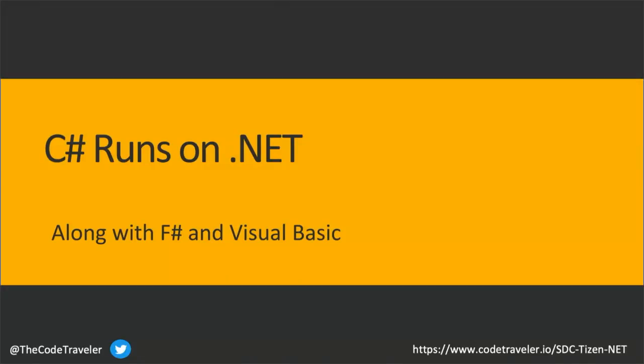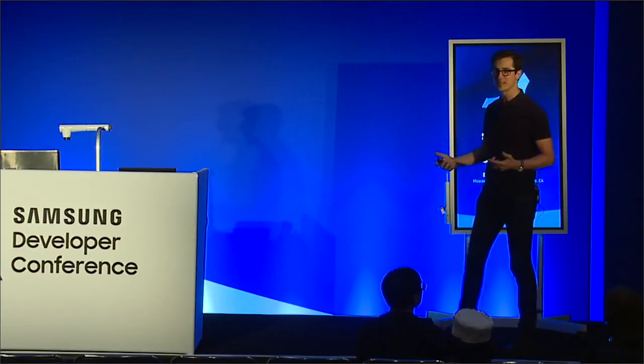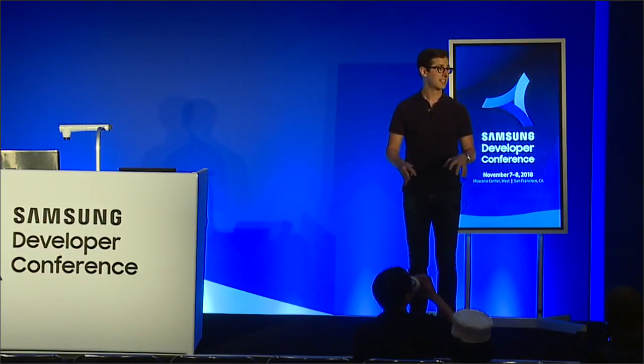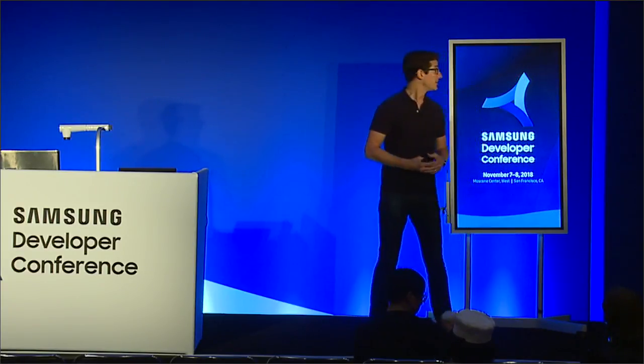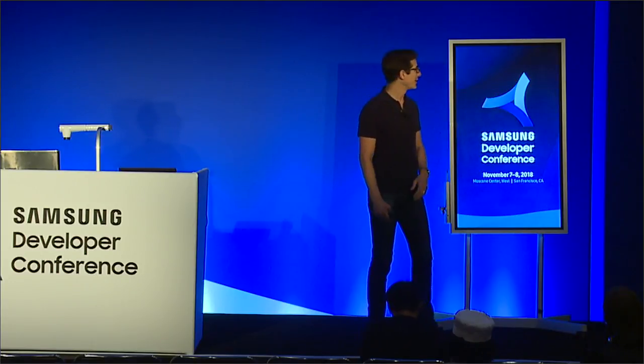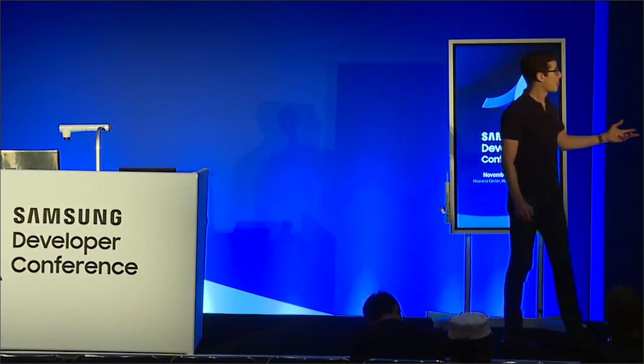So C# runs on .NET. Microsoft also has a couple different languages. So we have C#, F#, and Visual Basic. All of those actually run on .NET. So that's pretty cool because C#, that's my favorite. That's the one I love. It's object-oriented. F# is our functional programming language.